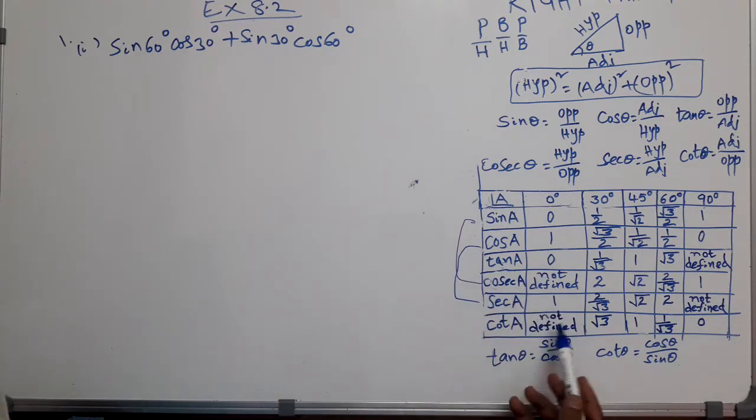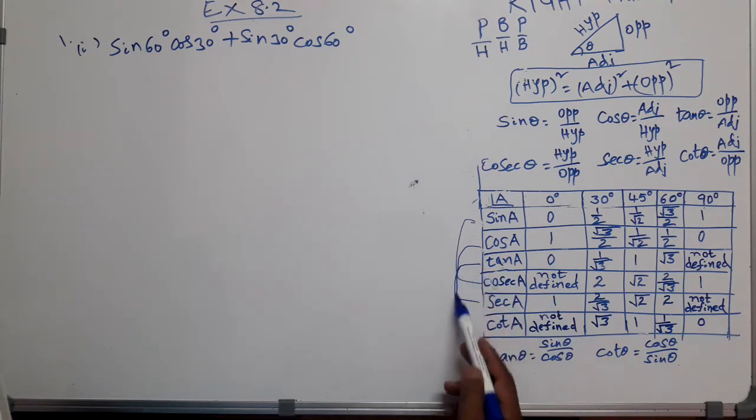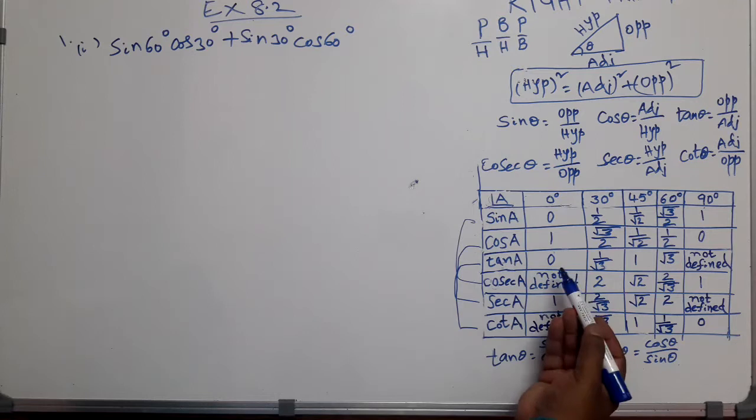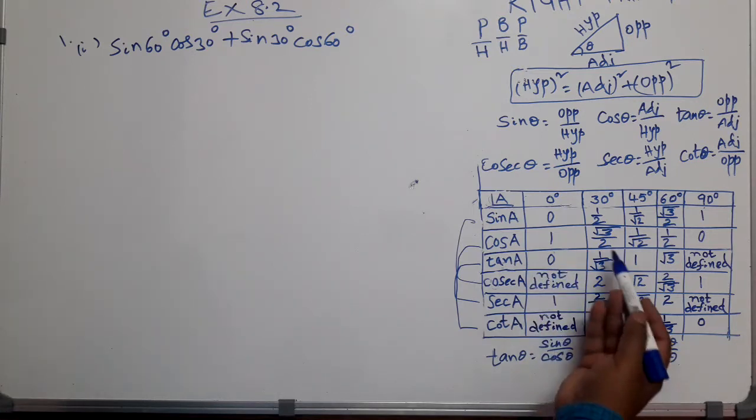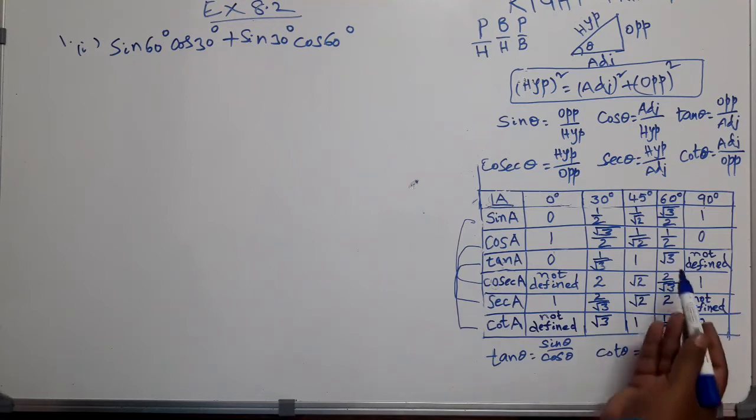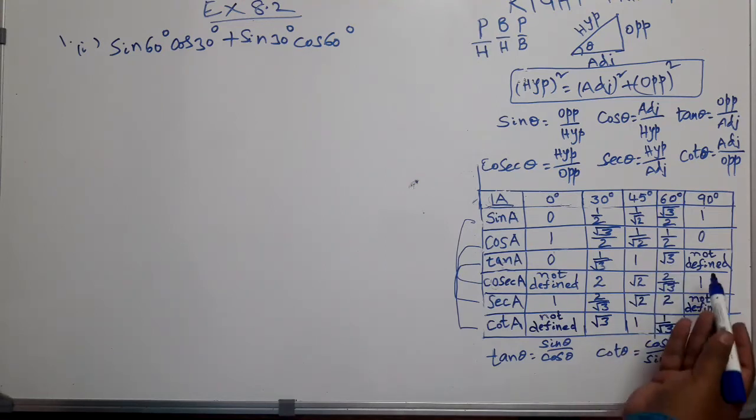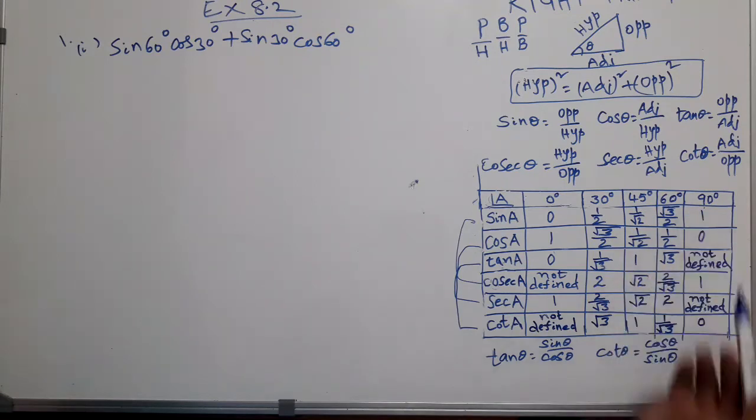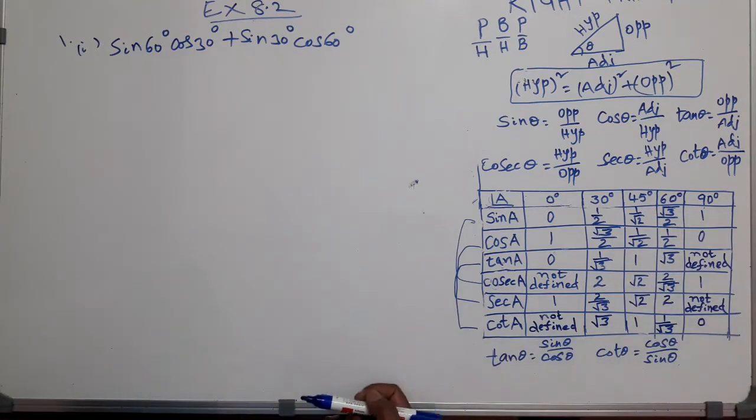In the same way, cot A is the reciprocal of tan. Yes, cot theta is the reciprocal of this, right? This is sin theta by cos theta, this is cos theta by sin theta. So cot is the reciprocal of tan. So 1 by 0, not defined. 1 by 1 by root 3, root 3. 1 by 1, 1. You can see it like this, cos by sin. This by this is 0, right?